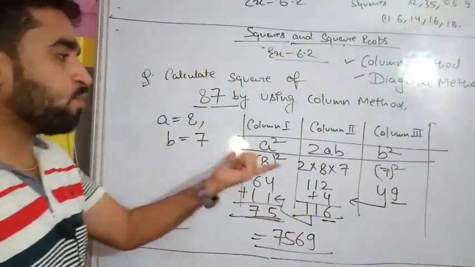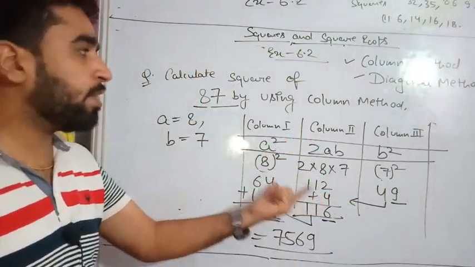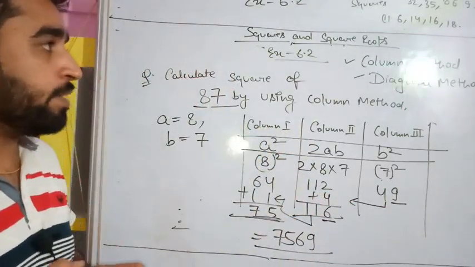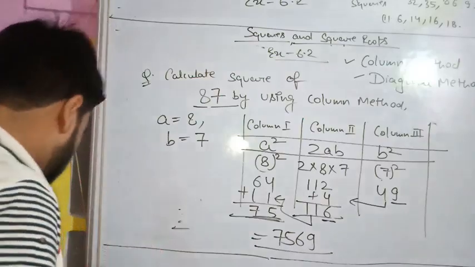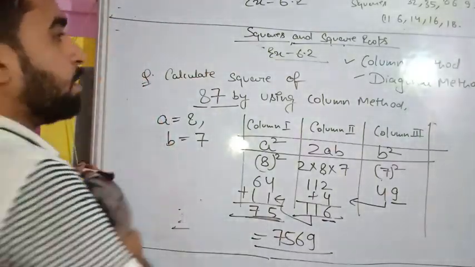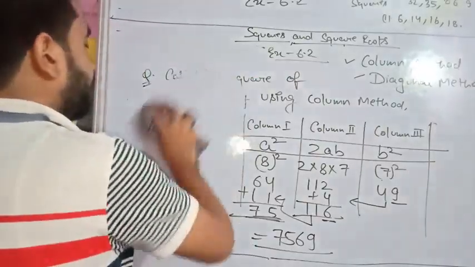Now students, we have solved 2 examples just to understand column method. I really hope that you understood it. Now let us solve by diagonal method. So method number 1 is clear to you. Now let us discuss the diagonal method.